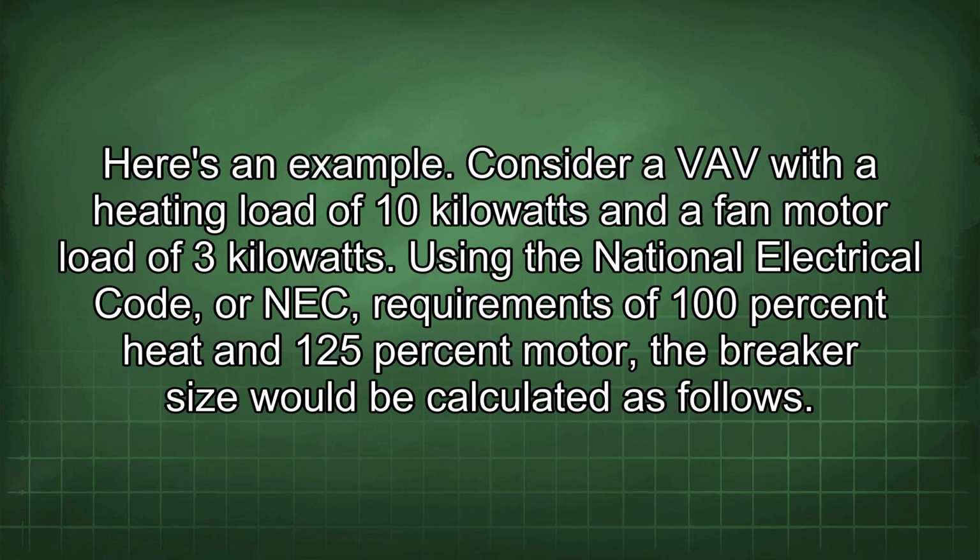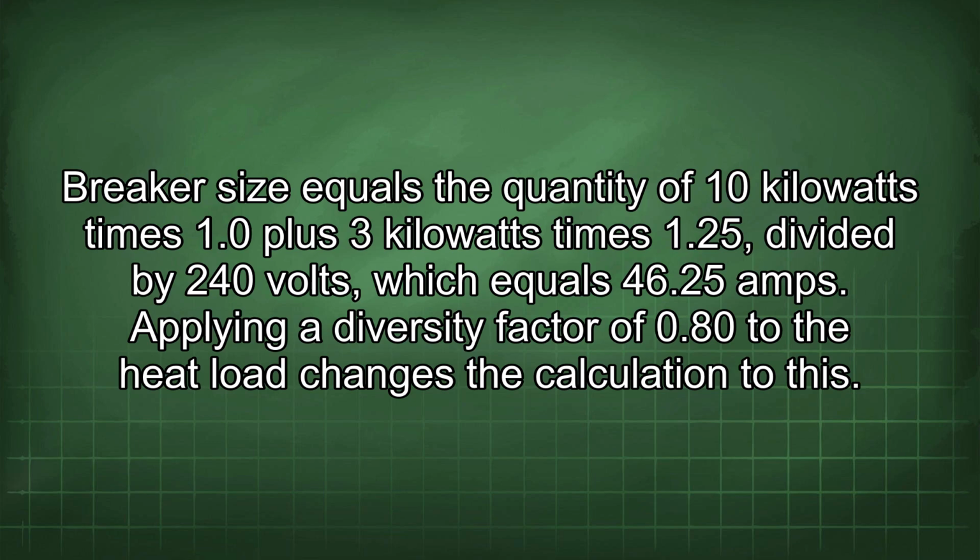Here's an example. Consider a VAV with a heating load of 10 kilowatts and a fan motor load of 3 kilowatts. Using the National Electrical Code, or NEC, requirements of 100% heat and 125% motor, the breaker size would be calculated as follows. Breaker size equals the quantity of 10 kilowatts times 1.0 plus 3 kilowatts times 1.25, divided by 240 volts, which equals 46.25 amps.